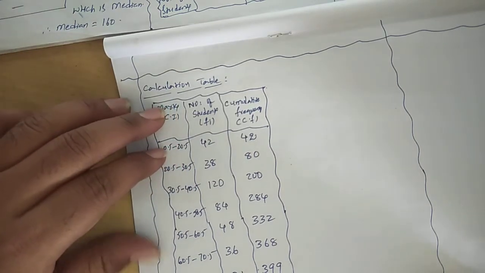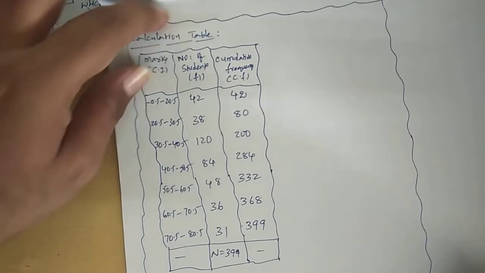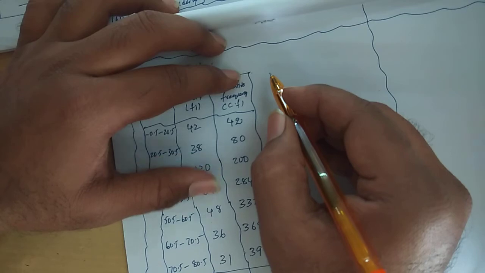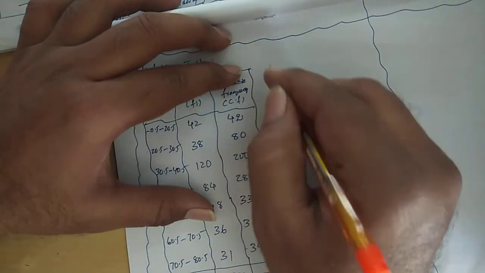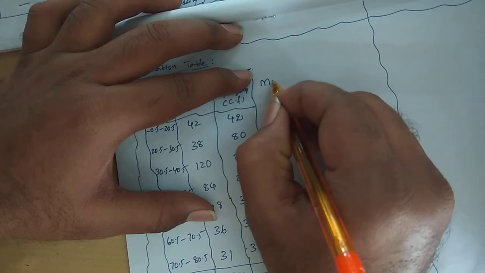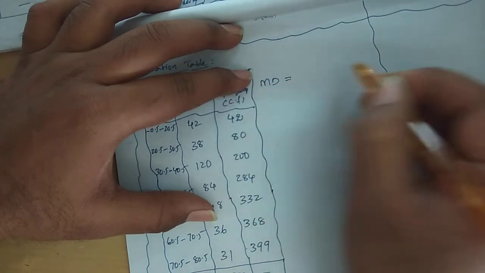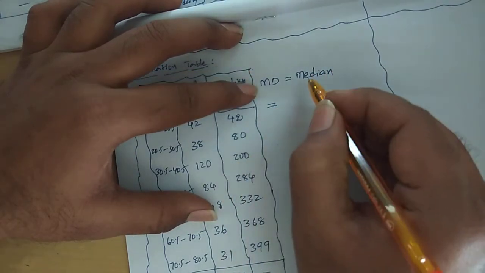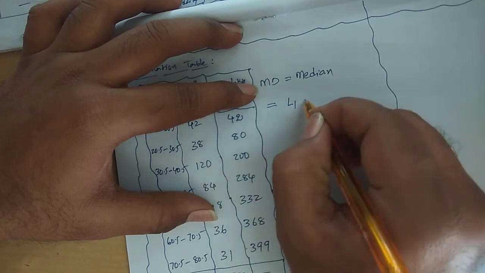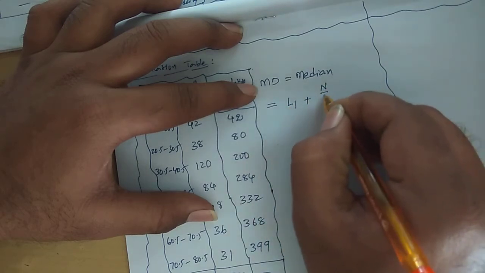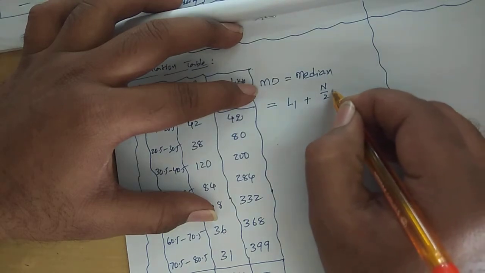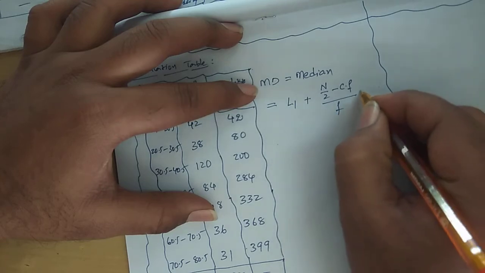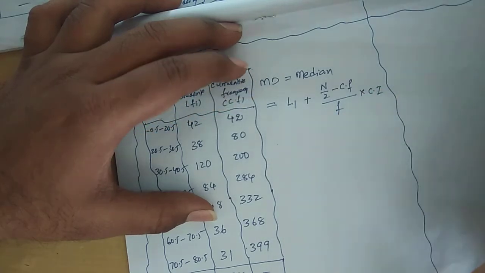Now we go for application of the formula. So what is the formula? Median, MD in short I am writing, or else median. So what is the formula? L1 plus (n by 2 minus CF) by F into CA, the class interval. So this is the formula.